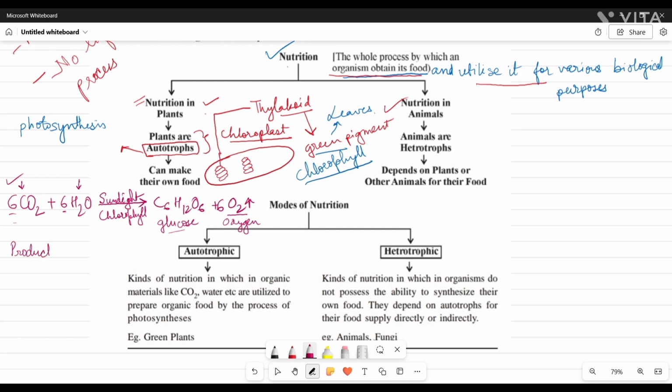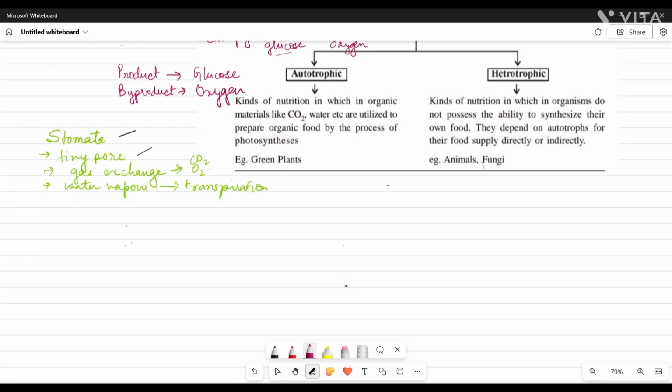If someone asks you what is the product of photosynthesis, you will answer it is glucose. But if someone asks you what is the byproduct, you will not say glucose. The byproduct is oxygen. Byproduct means something which they do not want to make, but they made it in the process. Okay, understood? So the product is glucose, the byproduct is oxygen. Am I clear?